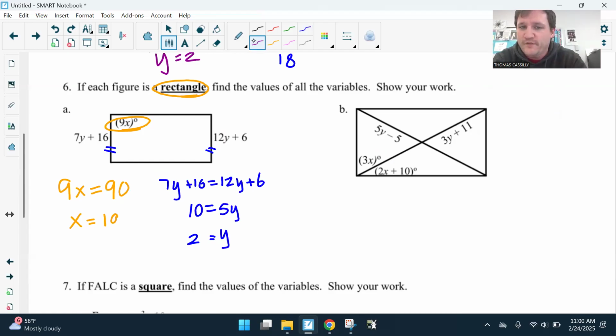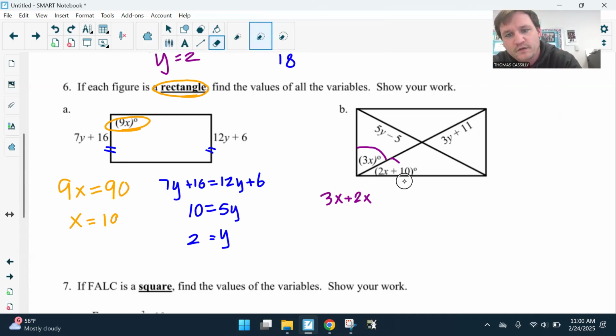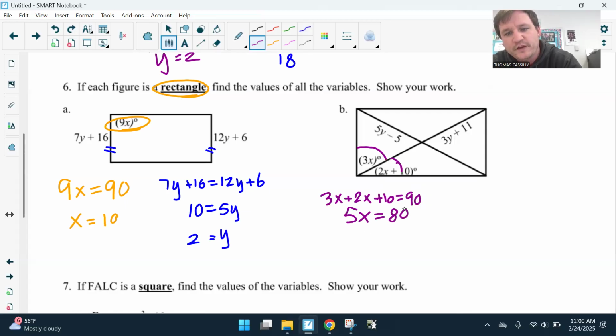So again, we have a rectangle. These two angles here, I don't know what they are individually, but I know if I add them together, it's going to equal 90. So let's do that. I got 3x plus 2x plus 10, equals 90. And solve it. You get 5x. I'm going to subtract the 10 over, 5x equals 80. Divide both sides by 5. I think it's 16. We'll go with 16. x equals 16 on that one. Now, if I wanted to find those angles, I could plug it back in and figure it out.